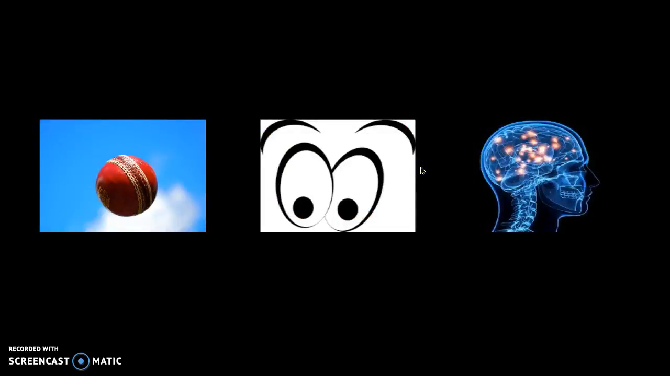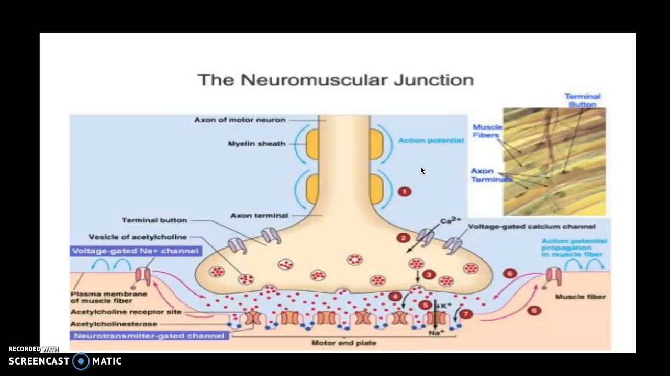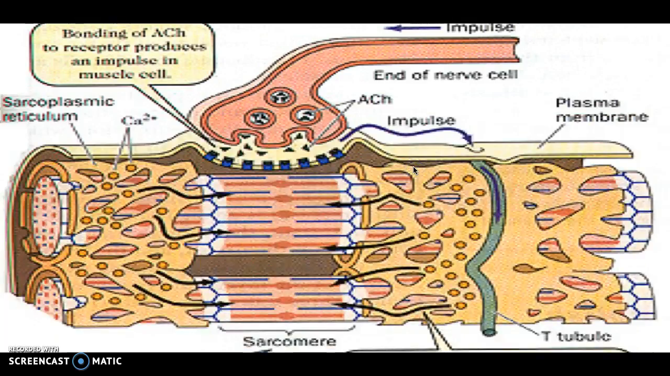So here the cricket ball would be the stimulus, the eyes would be the receptor neurons, and the brain would receive the information that a cricket ball is in the air, and then would choose what to do and send the impulse to the motor neurons. The motor neurons would then send impulses across the neuromuscular junction in the form of ACH, which would be received by the receptor sites. The receptor sites would then send the impulse through the T tubules, which you can see on the right here. And also, this would stimulate the release of calcium from the sarcoplasmic reticulum.